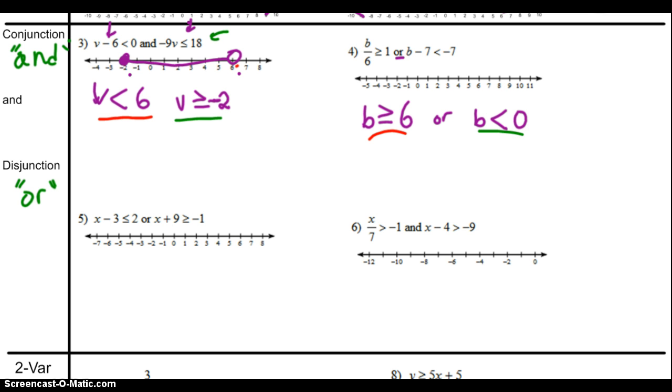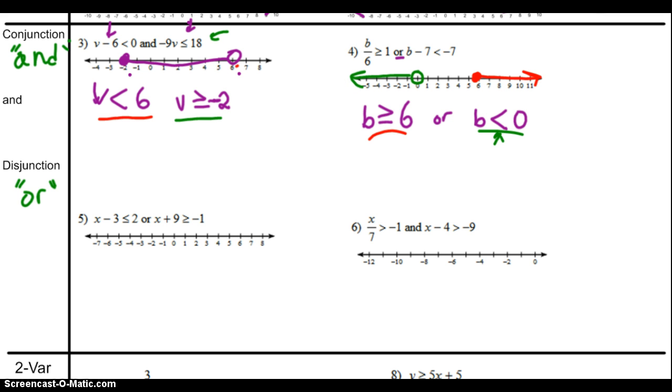So b is greater than or equal to 6. So I go to 6, okay, and b is greater than it, so it's going that way. And I go from the second inequality to b is 0, okay, open circle because it's not going to equal 0, but it could be less than that, so I'm going that way.